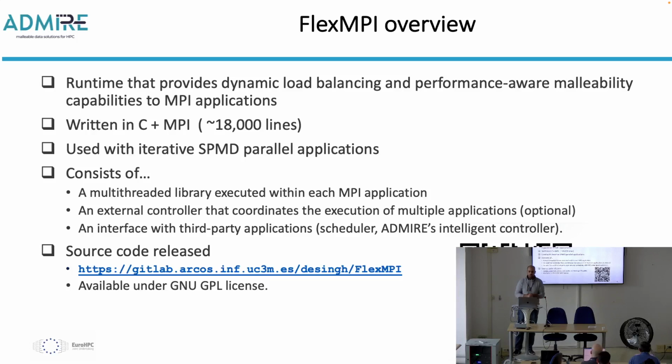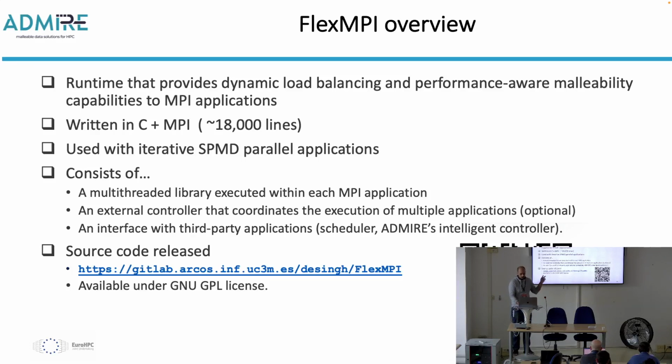FlexMPI is a runtime that provides dynamic balancing and performance-aware malleability capabilities to MPI-based applications. It is written in C plus MPI. It is used with iterative SPMD parallel applications. And it consists of a multi-thread library linked to the application that is able to spawn and reduce the processes at runtime. Here you can see the code and the QR. Then I will provide a list of sources to download all the components.